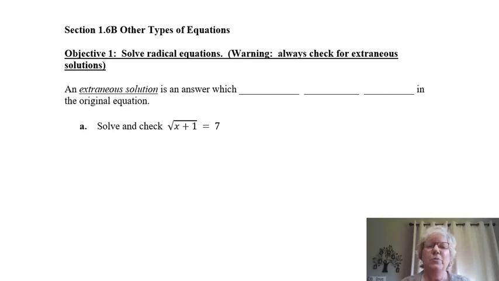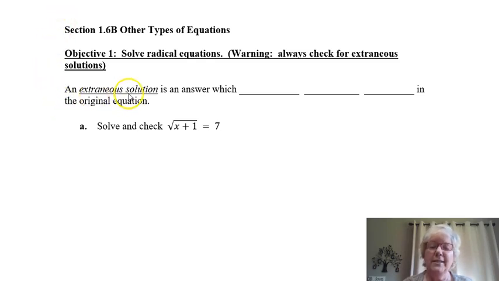Hello! Today we're going to look at how to solve radical equations. Now we have solved equations using the square root symbol to help us, but this time we're going to go in the opposite direction. Now you will notice first a definition.